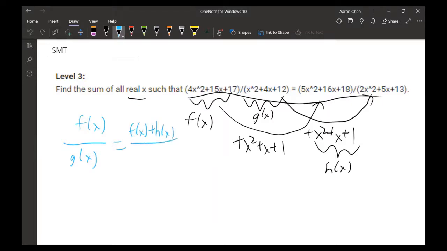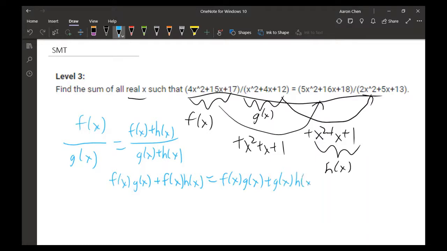So f of x over g of x is equal to f of x plus h of x divided by g of x plus h of x. We can cross multiply here, which gives f of x times g of x plus f of x times h of x equals f of x times g of x plus g of x times h of x. These two terms are equal, so we can cancel them out. So f of x times h of x is equal to g of x times h of x.